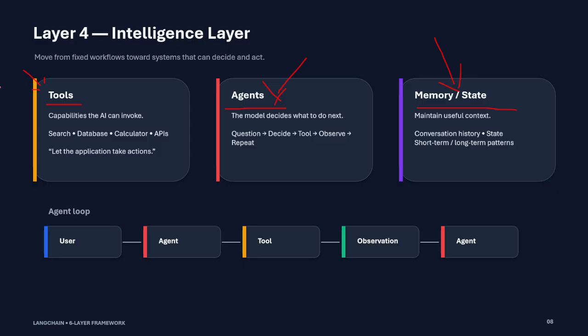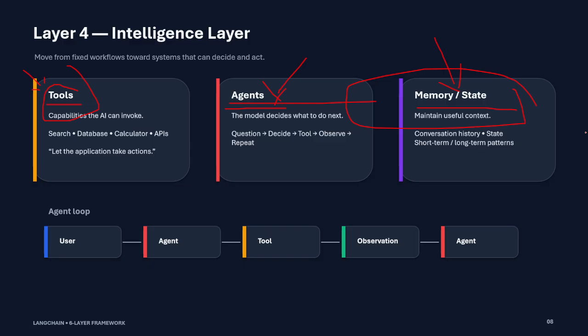Agents: with the help of agents, the model decides what to do. It is the brain of the system, the brain of the application. It decides what to do. So you can remember the tools as the helping hand of the application, and agents as the brain of the system. On the basis of that, it decides what to do, and this is the memory. Basically, it's giving the context.